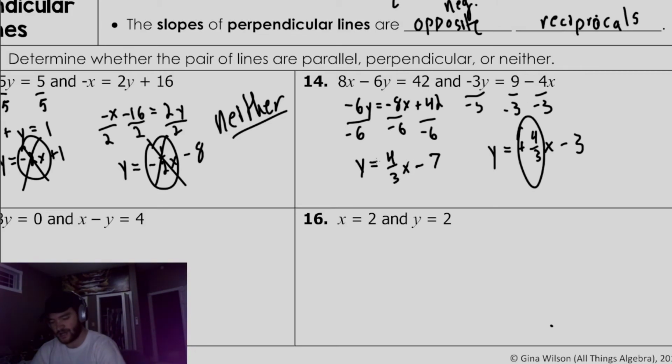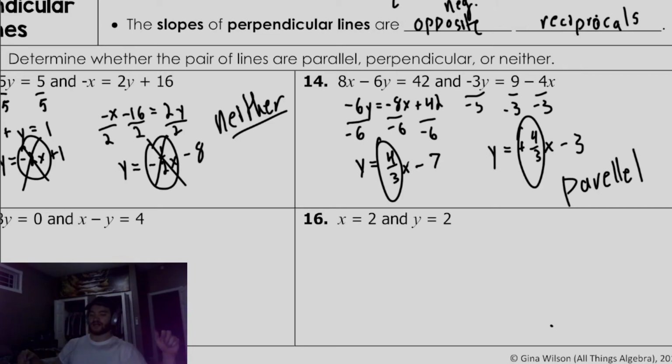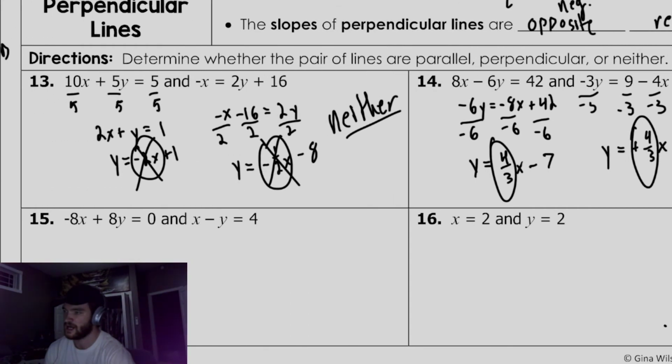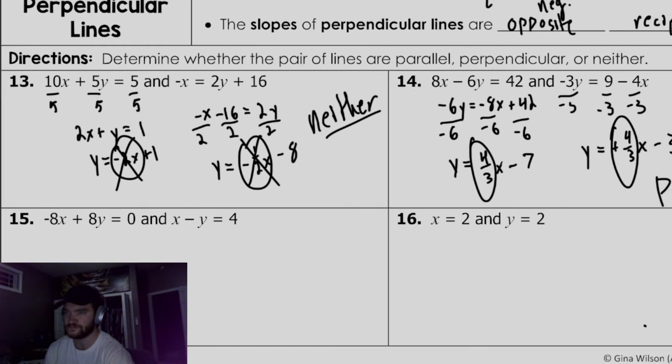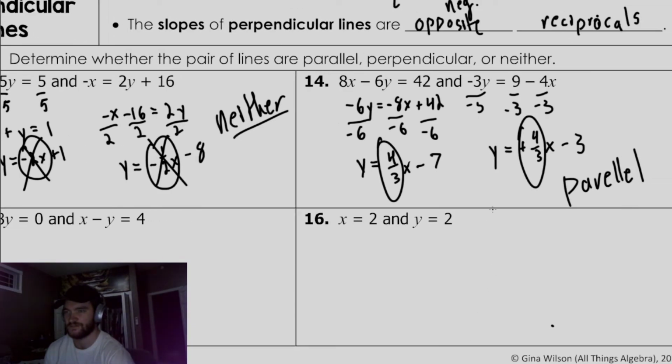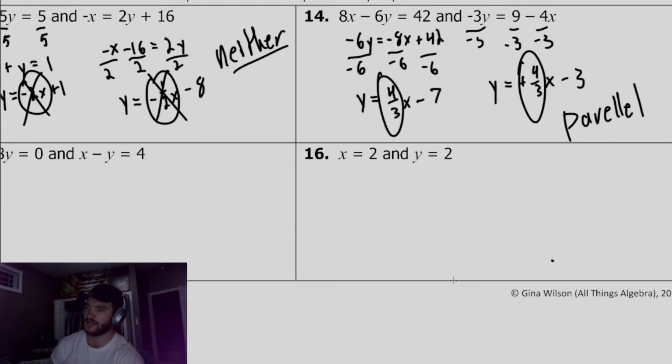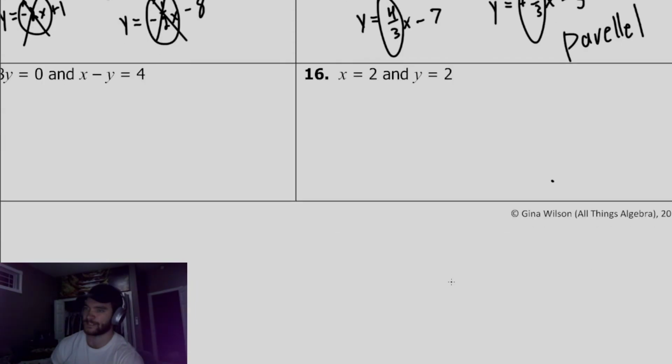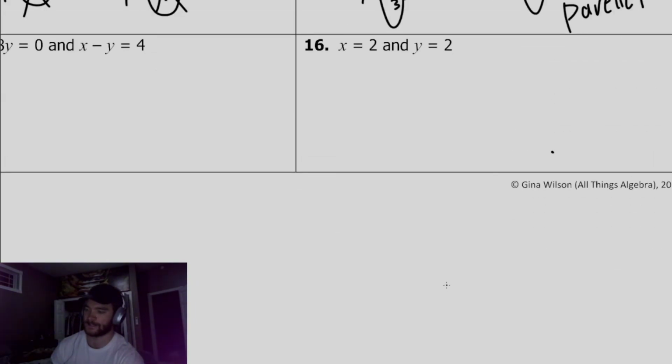But anyways, if you notice, positive 4 over 3 is the slope. So obviously, parallel. Parallel lines, looking good. And if this was negative 3 over 4, that would be perpendicular. If this one right here was negative 3 over 4, it'd be perpendicular. Great. I think that's about it for that one right there.